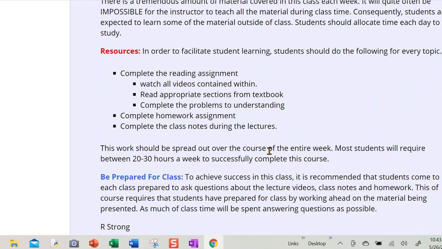Now, this work should be spread out over the course of the week, and most students are going to require 20 to 30 hours per week to be successful in this course. That's not out of the ordinary. For every credit hour of a class, you generally want to do about 3 hours outside of class. This is a 3 credit hour class, so that adds up to a lot of time.